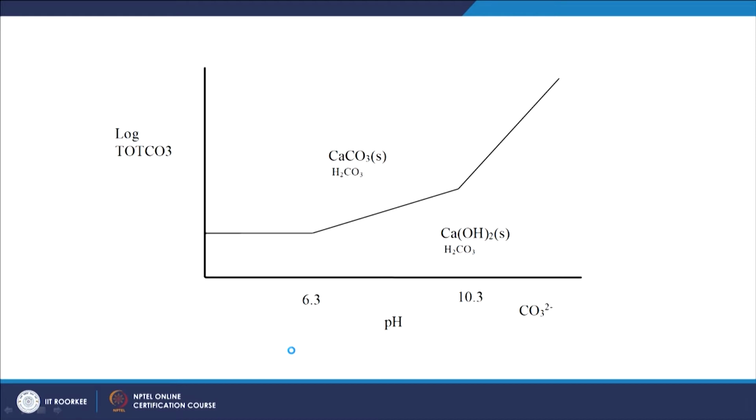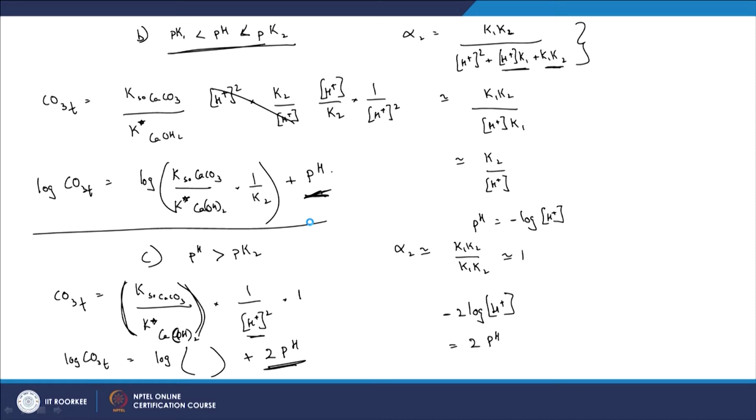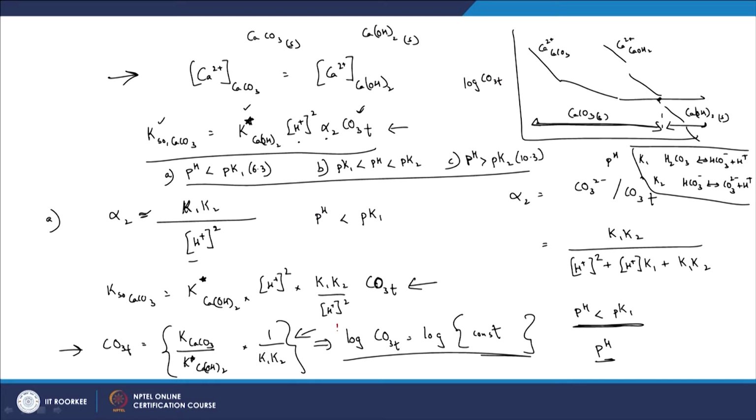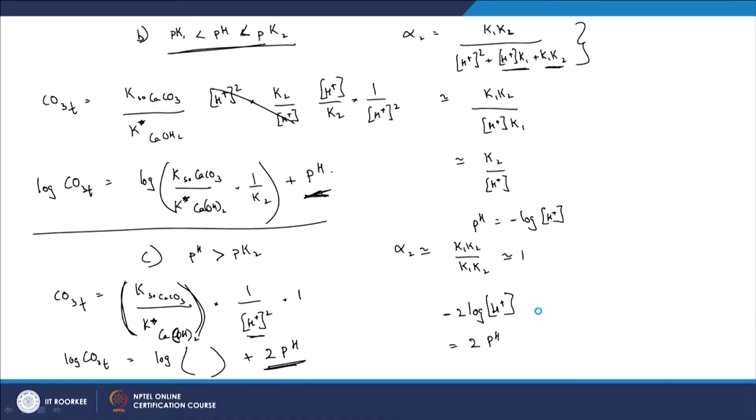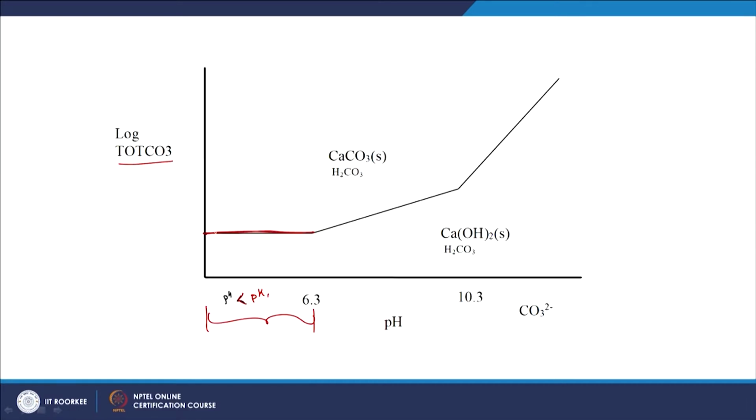So here is the graph that we have. Initially you see that when pH is less than 6.3, so when pH is less than pK1, which is this region, and if you look at the relevant equations that we came up with, we saw that it was a constant. For a particular log total C, we saw that it was a constant, and let's just try to go back to that graph or the equation. So this is what we had, the relevant relationship. So log CO3 total was log of a particular constant. So for a particular CO3 total, the boundary was constant, and that's what you see here.